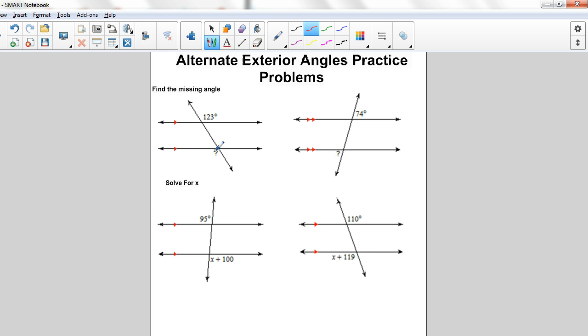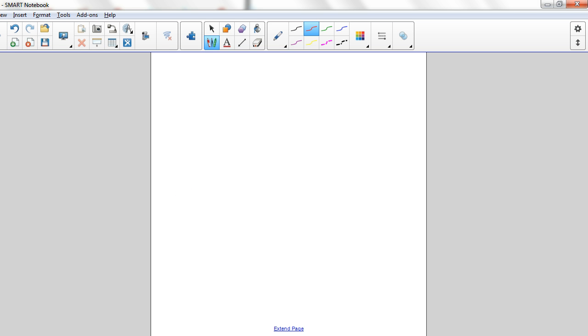Some more examples. These are alternate exterior. That means they should be equal. These are alternate exterior. That means this should be 74 degrees. These are alternate exterior. They should be equal. 110 equals x plus 119, and then you would solve. Alternate exterior. These would be equal. 95 equals x plus 100, and then you would solve for x. Okay, so alternate exterior angles are congruent.